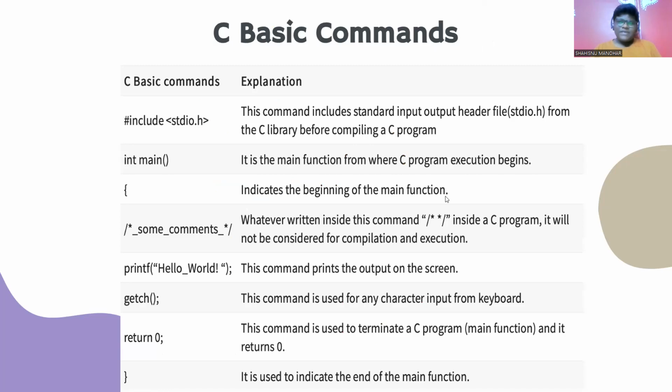Let's see the C basic commands, which include #include <stdio.h>. This command includes the standard input output header file from the C library before compiling a C program. int main is the main function from where C program execution begins. The brace indicates the beginning of the main function. If you want to write some comments, you can use slash and star. printf is the command which prints the output on the screen. getch is used for any character input from the keyboard. return 0 is used to terminate the C program and it returns 0.